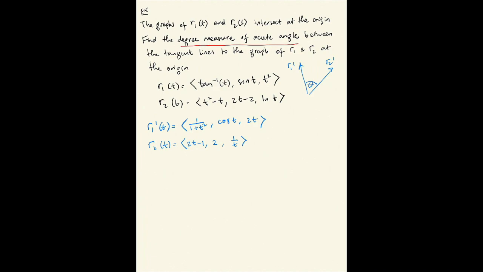And then see the question. They both intersect at the origin. So what does origin mean? The x, y, z is 0, 0, 0. But it depends on t, right? So we need to find t that makes the equation 0, 0, 0. So for R1, the origin is when t equals? No, the equation, not the derivatives.